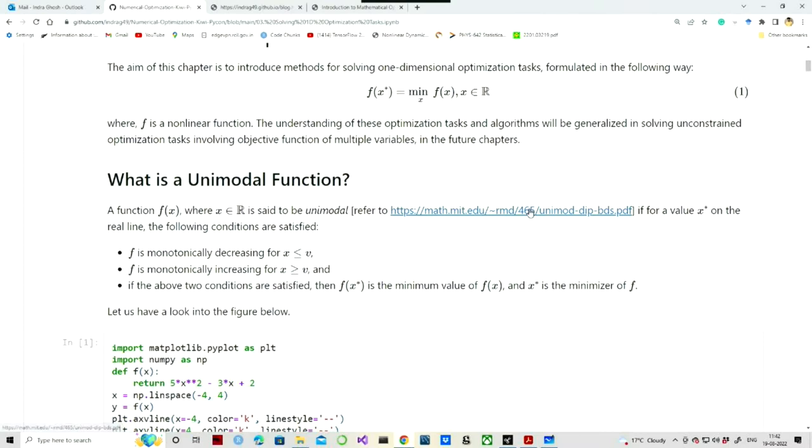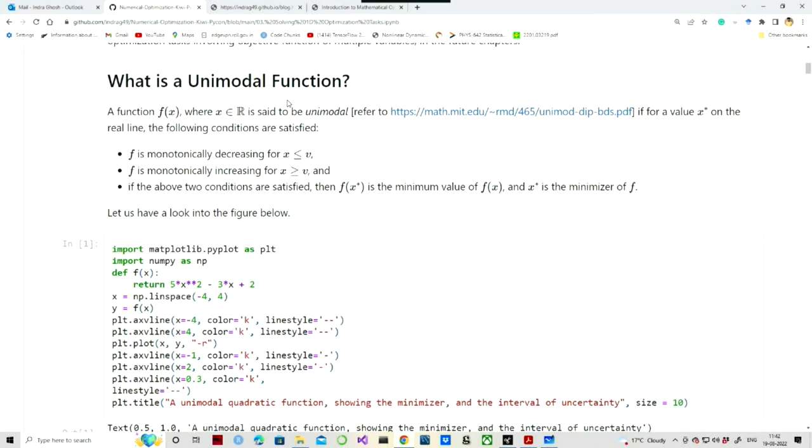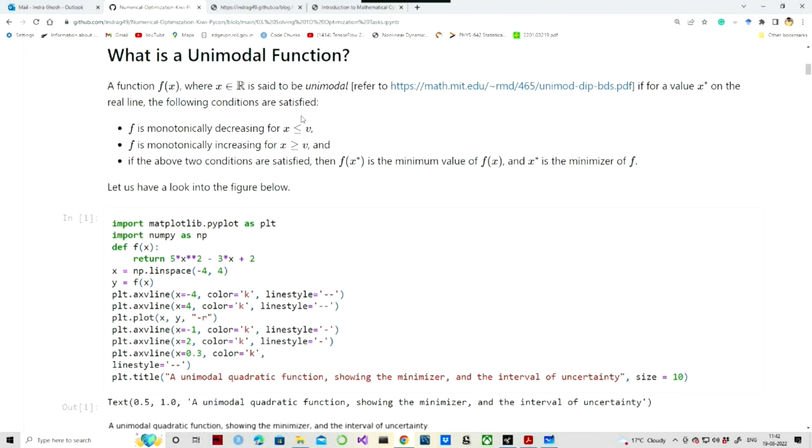And here, f is a nonlinear function, and the understanding of these optimization tasks and algorithms will be generalized in solving unconstrained optimization tasks later. For this, we need the concept of a unimodal function. A function f of x is called unimodal if for a particular value x star on a real line, the following conditions are satisfied. f is monotonically decreasing if x lies on the left of that particular value, and f is monotonically increasing if x lies on the right of it.